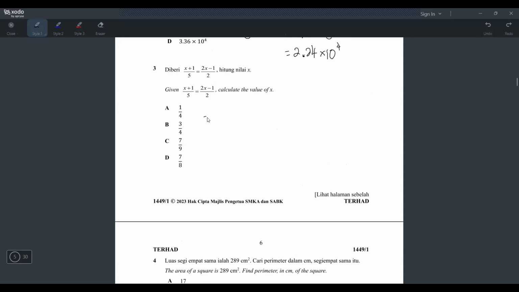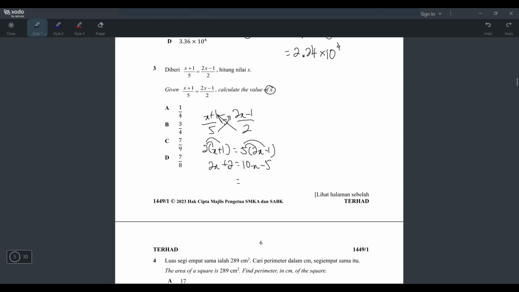Number 3, given x plus 1 over 5 equals to 2x minus 1 over 2. Calculate the value of x. If you have single fraction on one side and you have single fraction on the other side, you will darab silang. Okay, something over something equals something over something like this, you will cross multiply. Darab silang. So once you darab silang, you will get 2 bracket x plus 1 equals to 5 bracket 2x minus 1. Bracket here means you have to times, you have to expand. So 2 times x is 2x, 2 times 1 is positive 2, 5 times 2x is 10x, 5 times negative 1 is negative 5. Now you end up here, right?